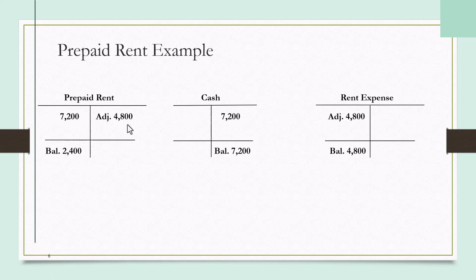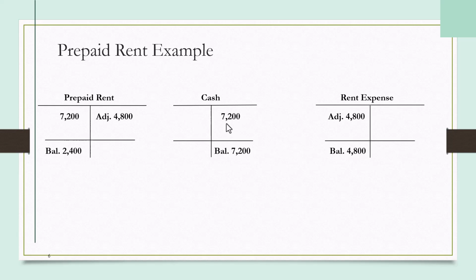The difference between these two numbers is $2,400, and it goes on the debit side because this debit amount of $7,200 was larger than the $4,800. And this basically represents the 2 months that they still have prepaid. They still have January and February of 2026 prepaid.